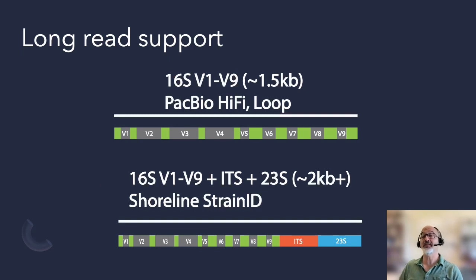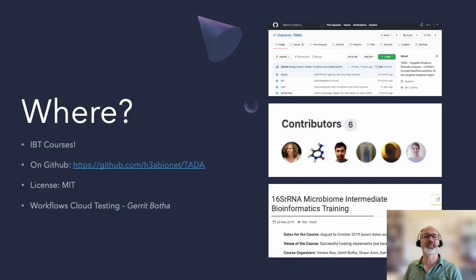Furthermore, because things are changing, we wanted to add in long read support, and so we do have workflows that have PacBio HiFi and LOOP, as well as Shoreline StrainID, and we have actually processed and analyzed data for a number of projects using these, and we're seeing these are much more common. They're actually quite expensive, and so when you are dealing with maybe tens to hundreds of samples, this is a viable option. But if you're dealing with lots of samples, you're still going to be using Illumina sequencing.